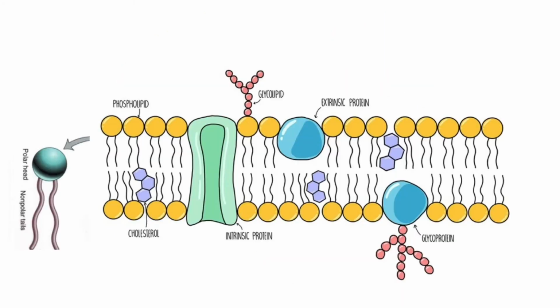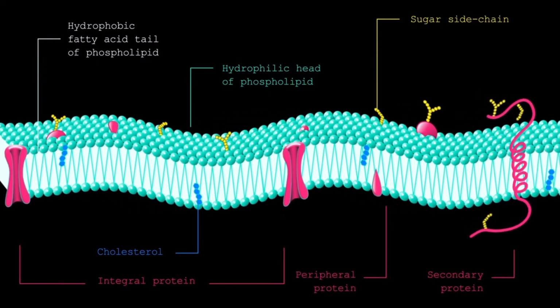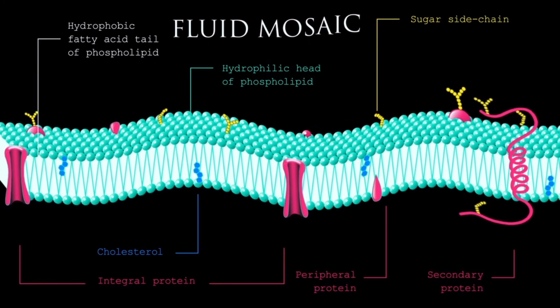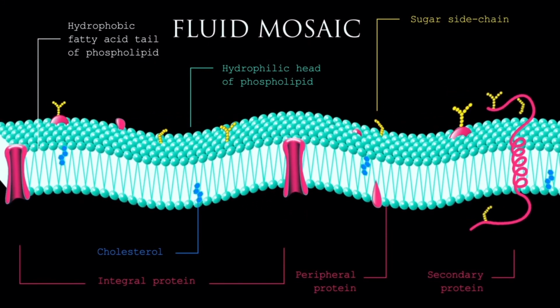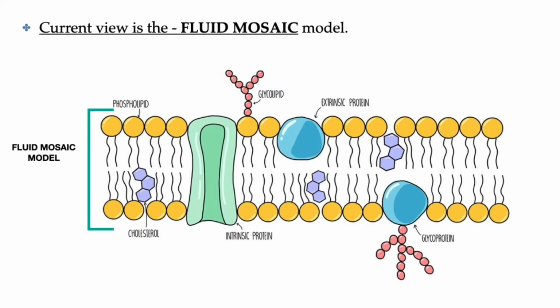And phospholipids are not the only lipid molecule found on the plasma membrane. Embedded throughout the plasma membrane is a lipid molecule called cholesterol. Cholesterol lends support to the membrane and helps regulate its fluidity. And speaking of fluidity, the current view of the plasma membrane is called the fluid mosaic model, which describes the membrane as both a fluid and a mosaic. But what do those words mean?